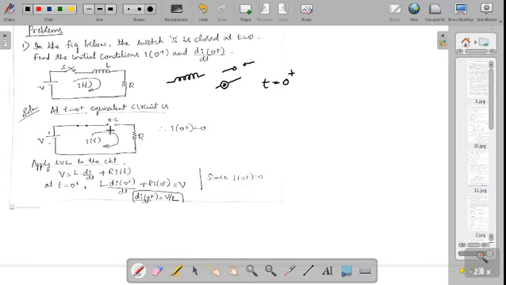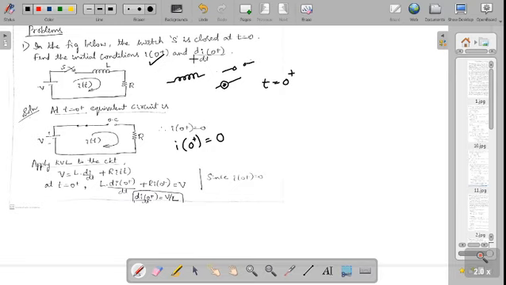Since it is an open circuit, the current cannot flow in the circuit. So what happens? The current cannot flow. When does it not flow? Whenever the switch is closed, the inductor becomes an open circuit, so the current cannot flow. So what is the value? I of 0 plus will be equal to 0. So the current I of 0 plus will be 0. That is being given over here. Okay, we have found one variable.